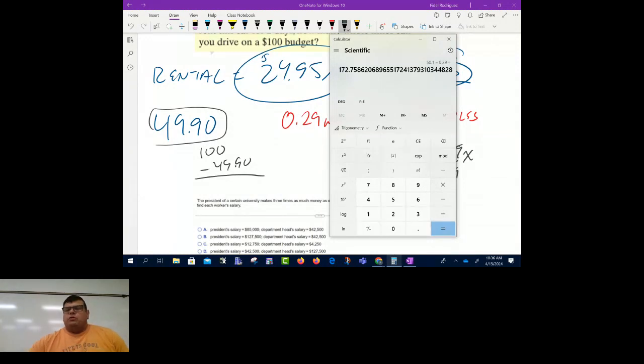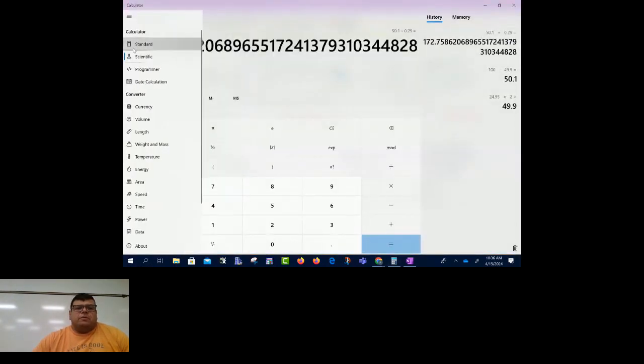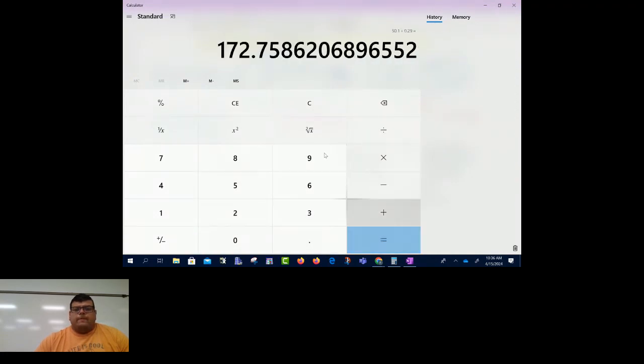And y'all, if you notice the number I'm coming up with, let me zoom in or pull this all the way up so you can see it. Let's go like this. Boom. Okay. What was it? 50.10 divided by 0.29. Okay, so here we go, y'all. We're trying to figure out how many whole miles we can travel.